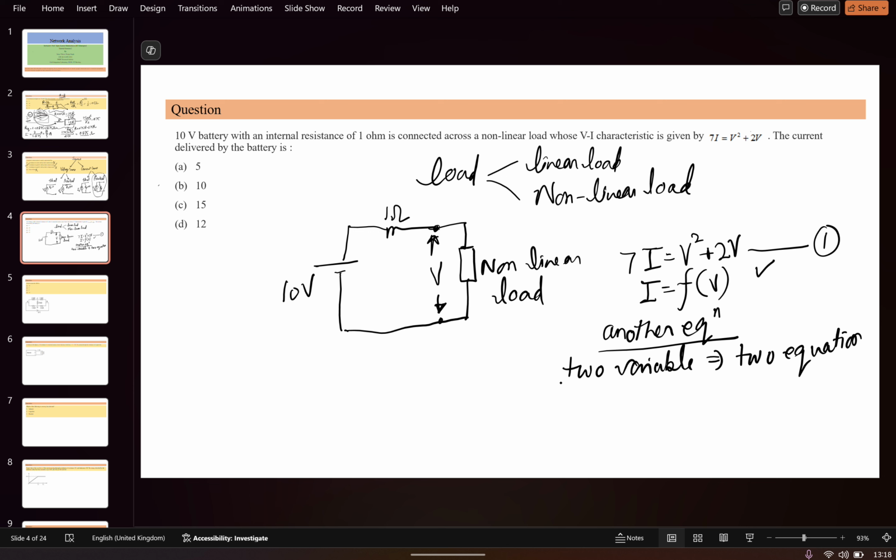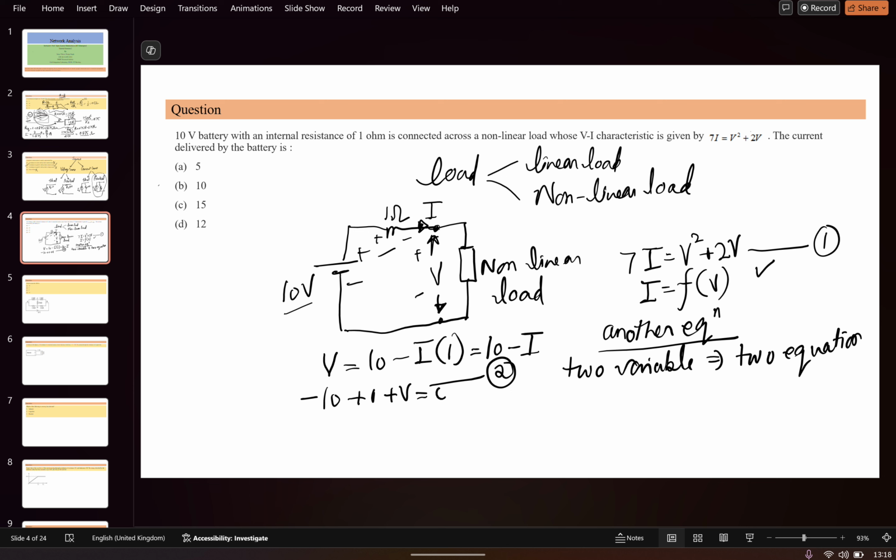The second equation is such that if you see this 10V, 1 ohm and the V, then V will be equal to 10 minus I. Suppose the current I is going into this load. So 10 minus I times R, where R is equal to 1. This is the second equation which we have got. A simple way is to apply KVL. Consider this as positive, this negative, positive, negative. So minus 10 plus I plus V is equal to 0. So V is equal to 10 minus I.